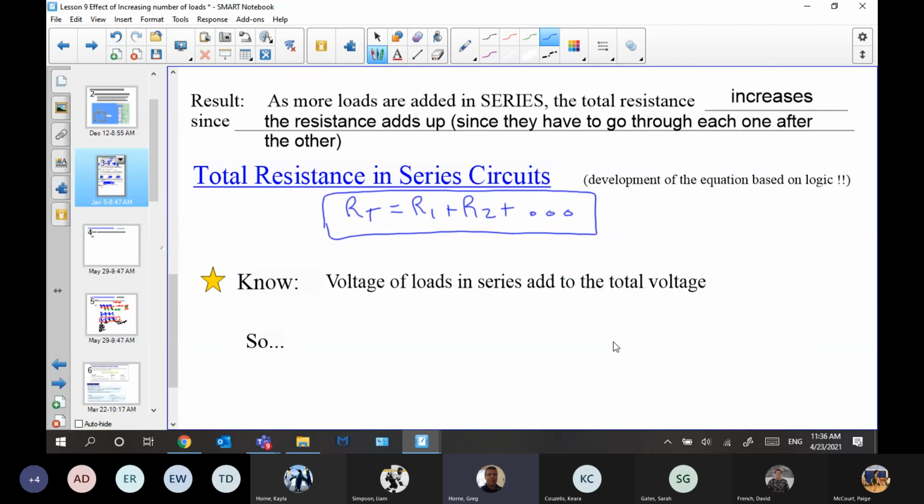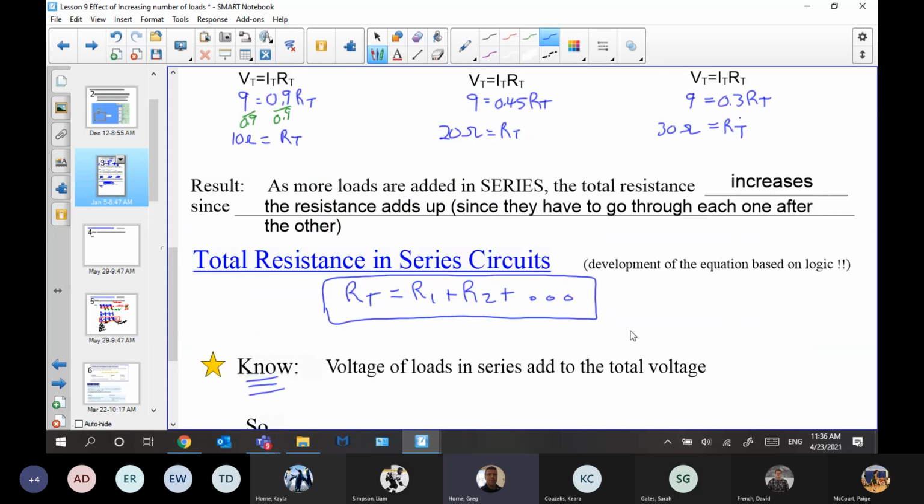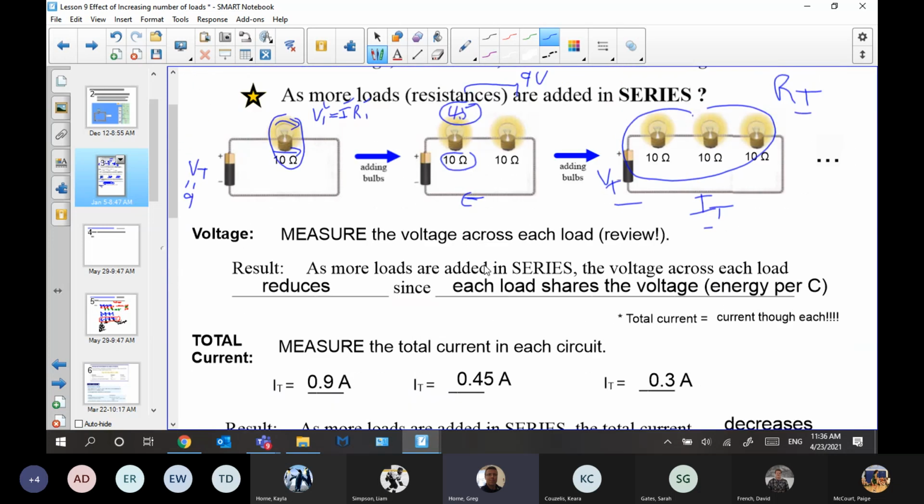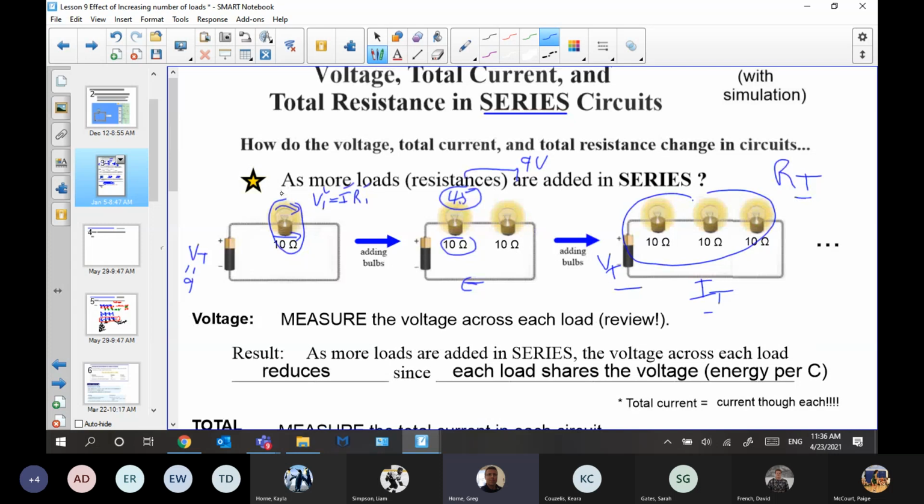But how you get that equation is by knowing this. So we know that the voltage of loads in a series add to the total voltage. In other words, we saw up here that this was 9 volts. And we saw that this was 4.5 volts each. And this was 3 volts each.